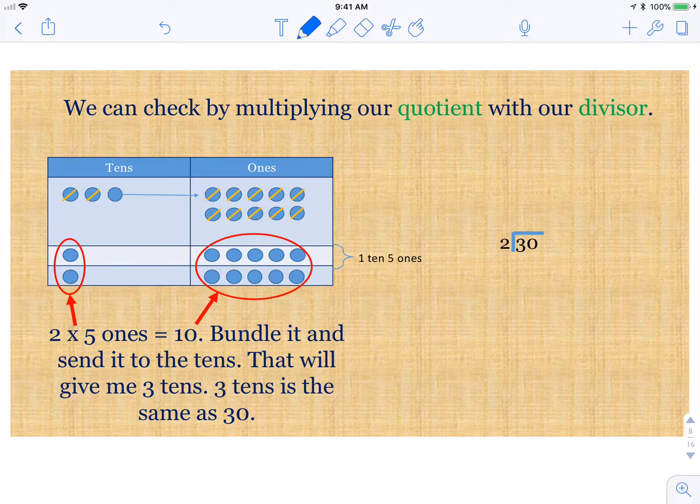So we have 2 times 5 ones. We have 2 10s. We end up with 10 over here because we have it times 2. Bundle, move it over there. That leaves us with 3 10s, which is the same as 30. So when you check your work, you multiply the quotient times the divisor. That will get you this answer in the box, which is your dividend.